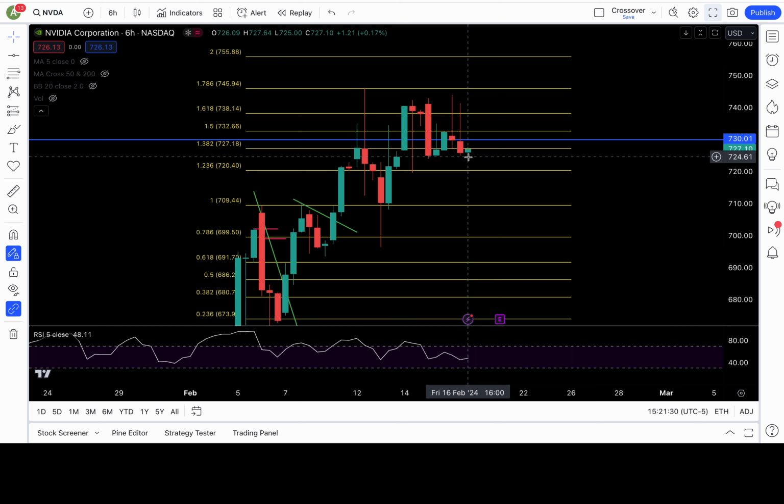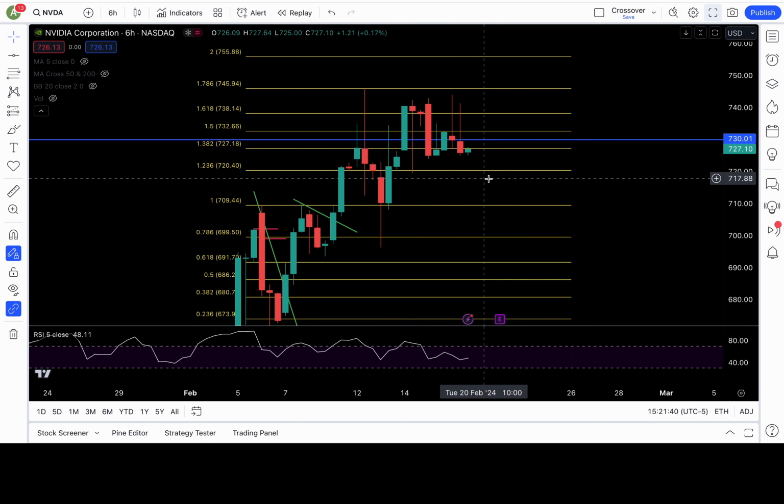Bear case, I'd like to see it break down 725 and 723.5. Those levels break down, 722 and 720.4 would be in play. Now 720.4 is a fib level, so if that breaks down, pretty bearish, and we could drop all the way down to 709.4. Okay, it could happen. Stay unbiased though. Look to react.